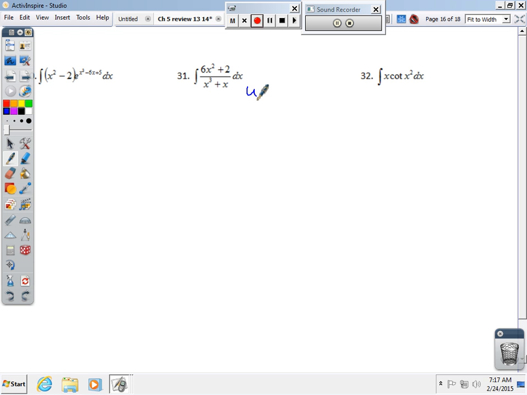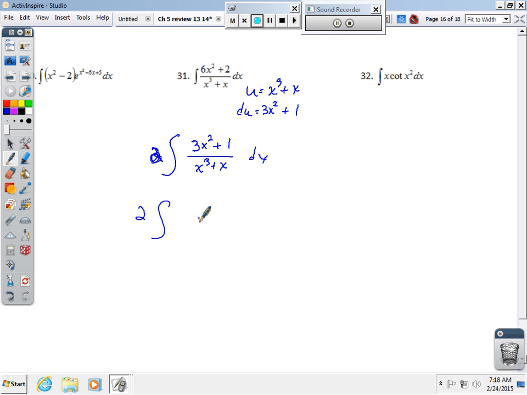31, you're just going to make u equal to x cubed plus x. Du is going to be 3x squared plus 1. If you notice in the numerator, we can factor out a 2, so that's going to match up. So I'm going to integrate, factor out a 3, I'll put it out in front, and that's going to leave me with, factor out a 2, and that's going to leave me with a 3x squared plus 1 over x cubed plus x, a dx, and now it's going to be 2, and it's going to be 1 over u du.